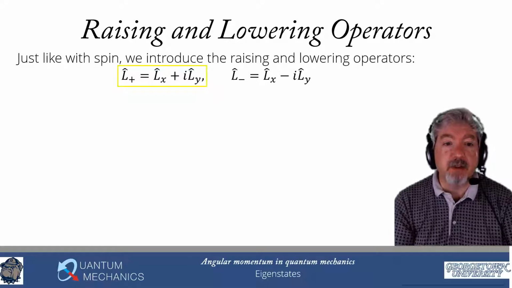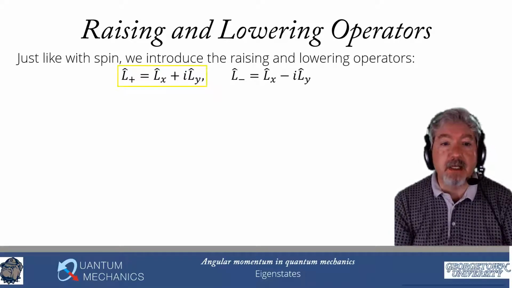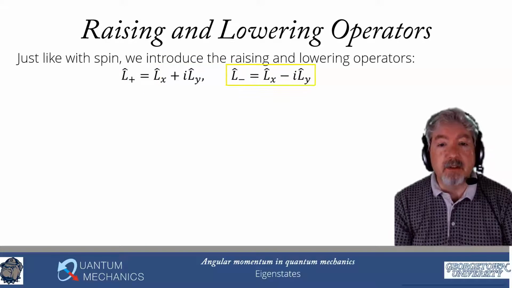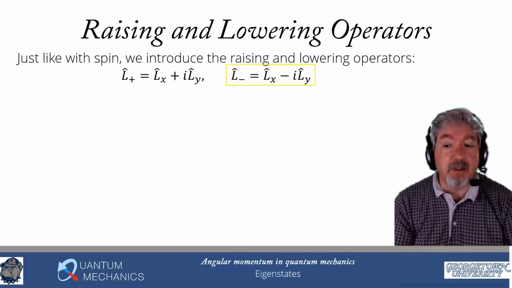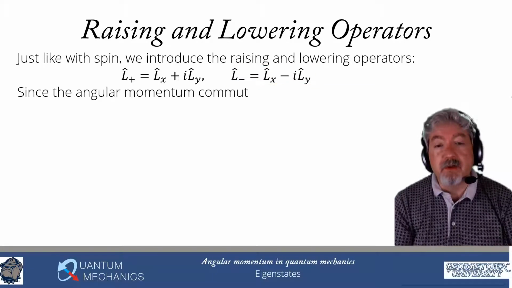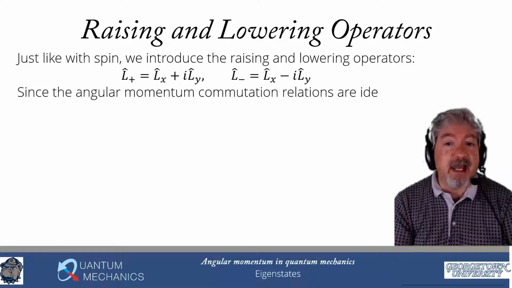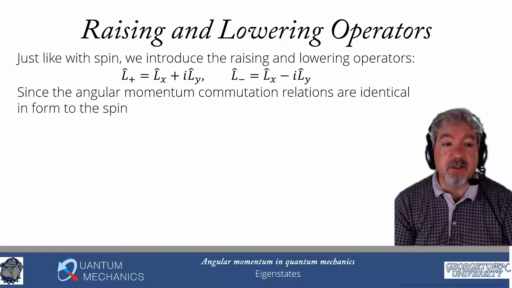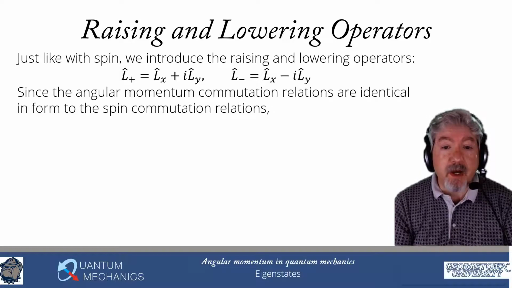So the raising operator is Lx plus i Ly. L minus, the lowering operator, is Lx minus i Ly. If you recall, this is exactly what we did with spin. And then because the commutation relations of angular momentum are exactly the same as the commutation relations of spin, we've already gone through the following exercise.